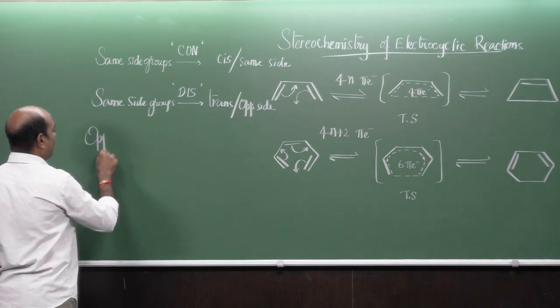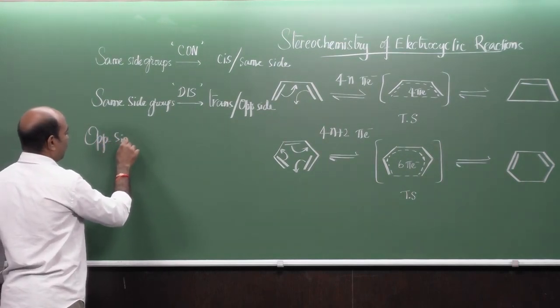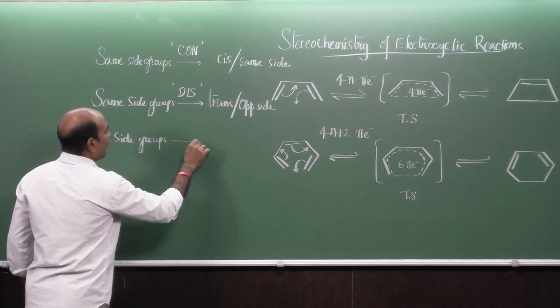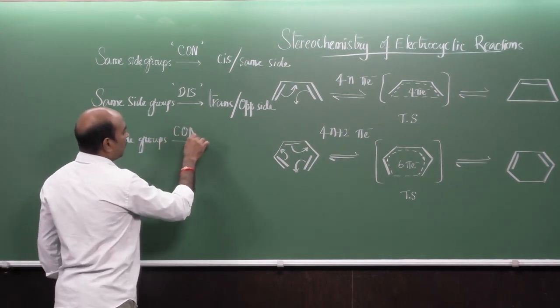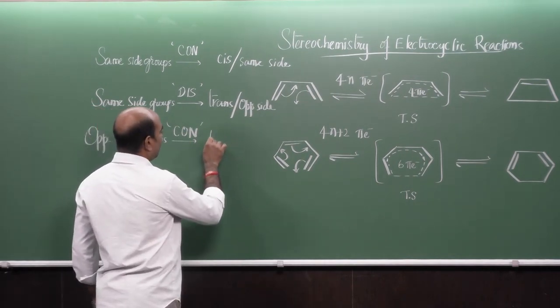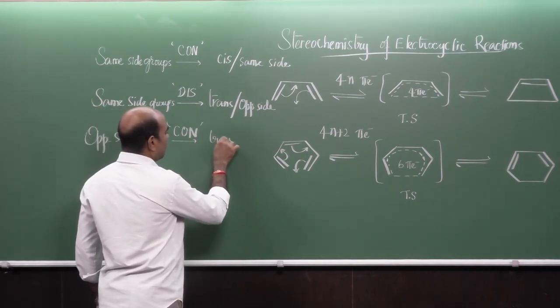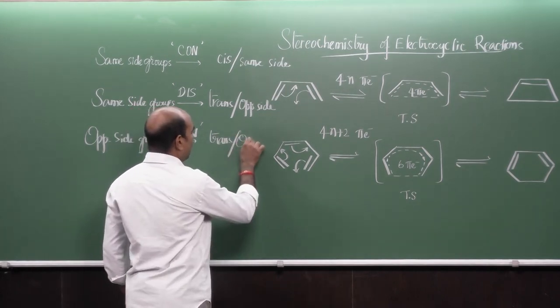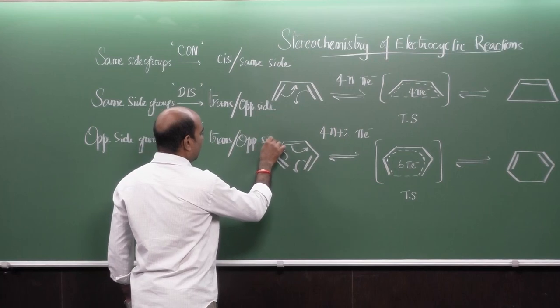Opposite side groups in the reactant molecule, if they undergo con rotations, you will get a trans relationship between the groups in the product. That means they will be seen on opposite sides only.